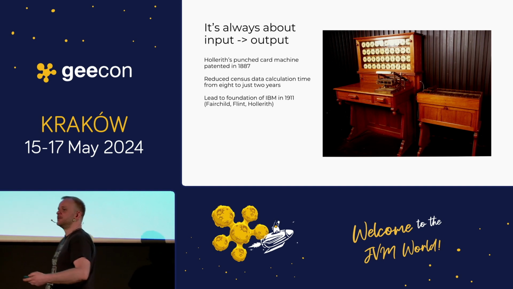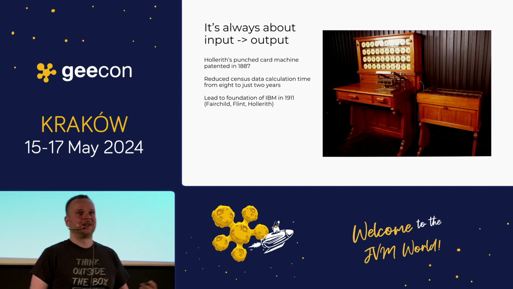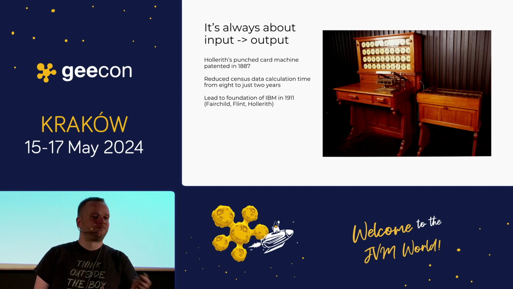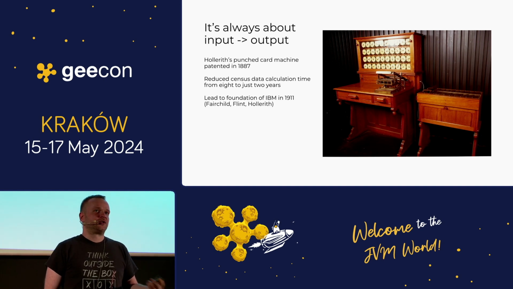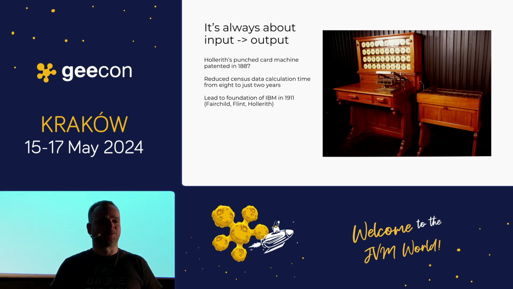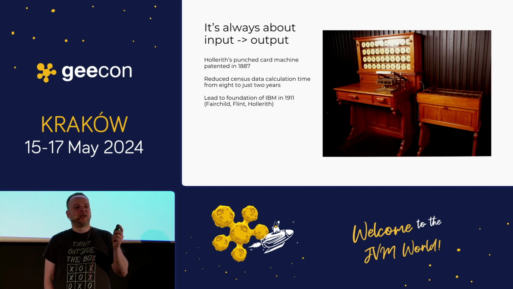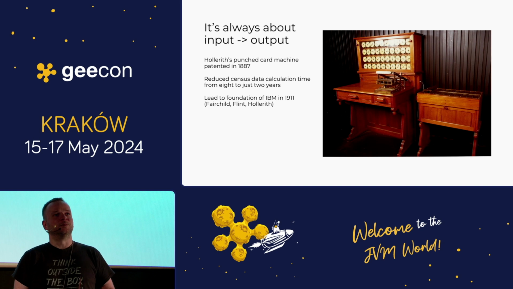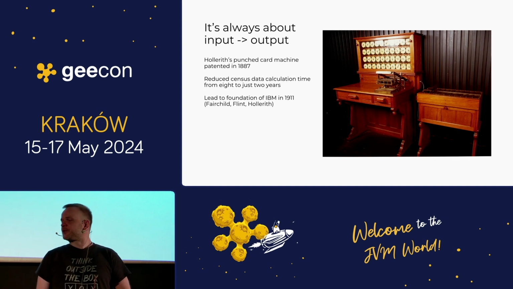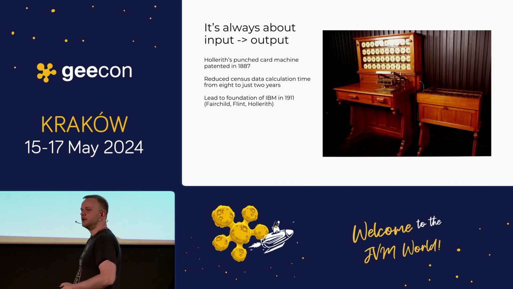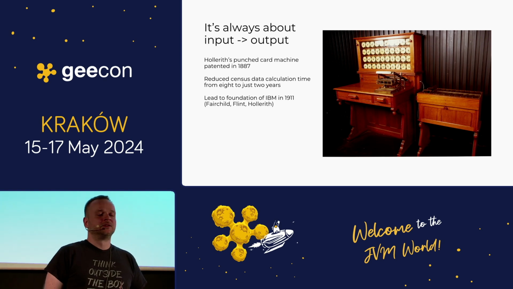In later iterations of various types of automation, we try to improve the speed of processing our punch cards in this case, and try to perform some calculations as fast as possible. This particular machine was patented in 1887, and it reduced the data calculation time from 8 to 2 years. And the person who invented it later was one of the founders of IBM, a company that exists until this day.